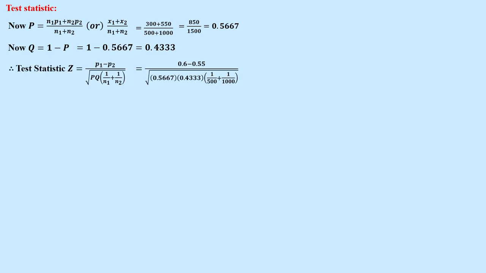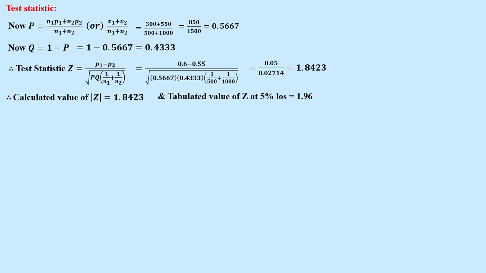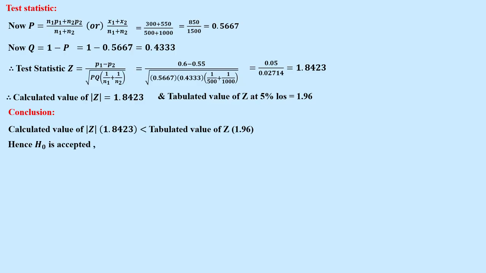So substituting the values in the test statistic: 0.6 minus 0.55 divided by root of 0.5667 into 0.4333 into 1 by 500 plus 1 by 1000. So you will get 1.8423. So the calculated value of Z is 1.8423, and the tabulated value is 1.96. Comparing these two, the calculated value is less than tabulated, therefore H naught is accepted. So that means there is no significant difference.